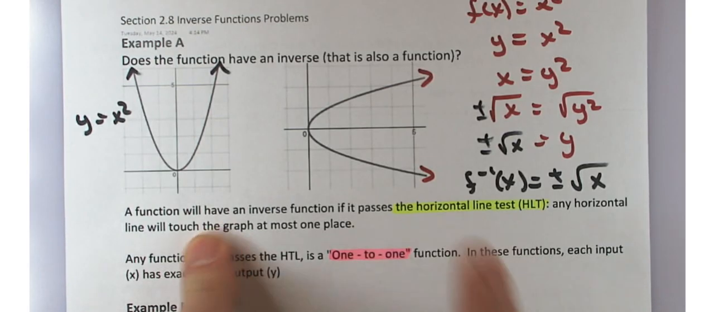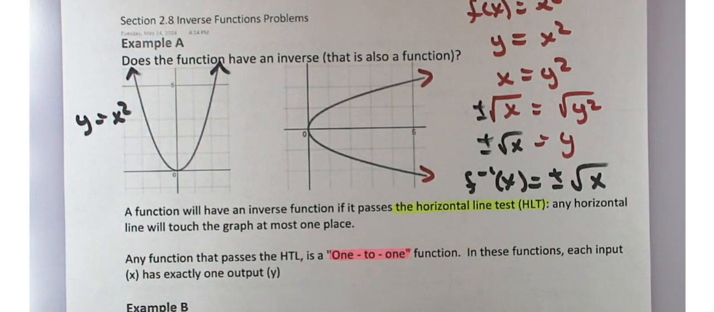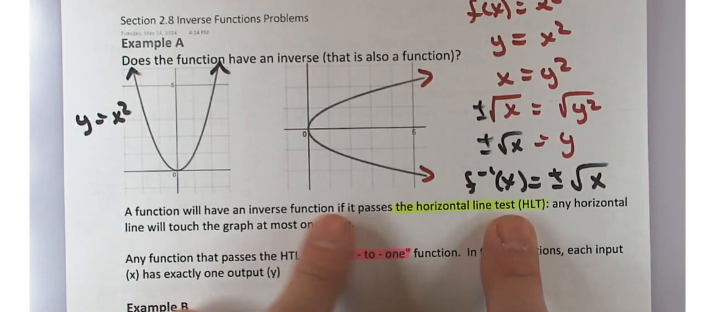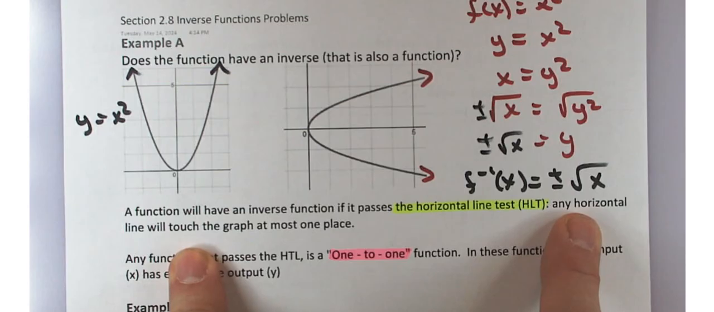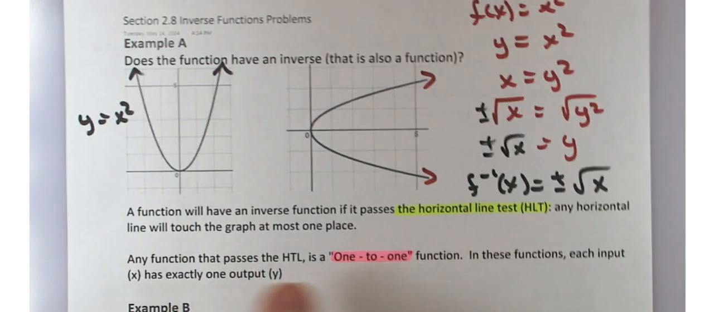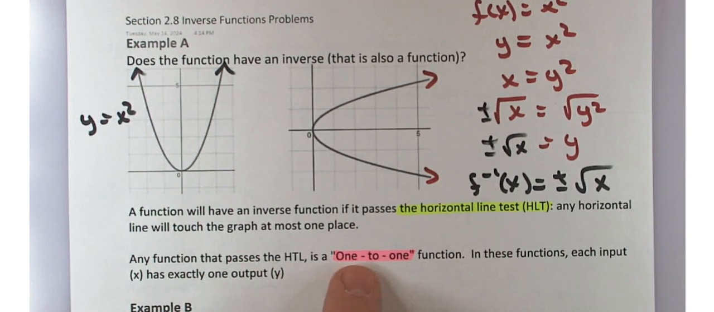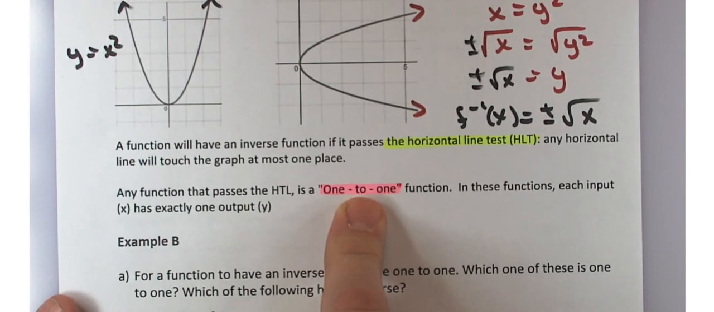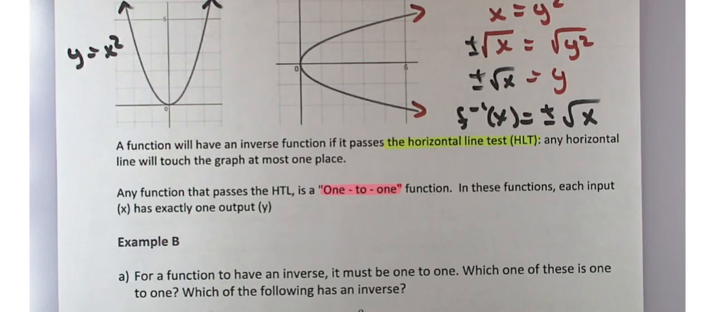So here it is a little bit more formally. A function will have an inverse function if it passes the horizontal line test. That is, any horizontal line will touch the graph at most one place. Functions that pass the horizontal line test are special. They're called one-to-one functions. So if it's a one-to-one function, it means it passed the horizontal line test.